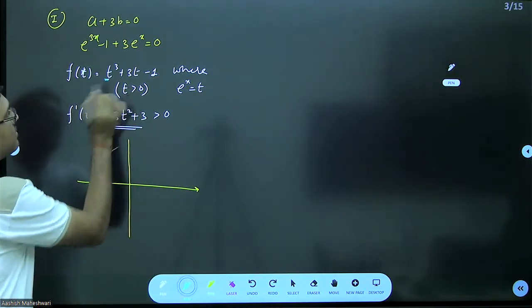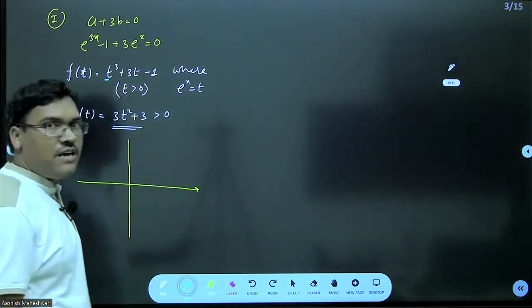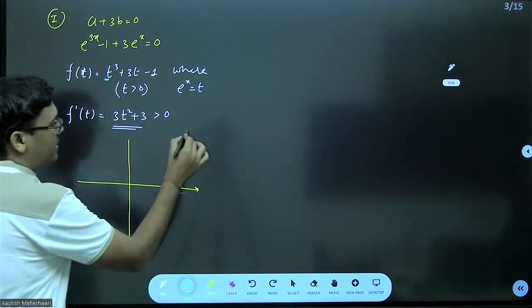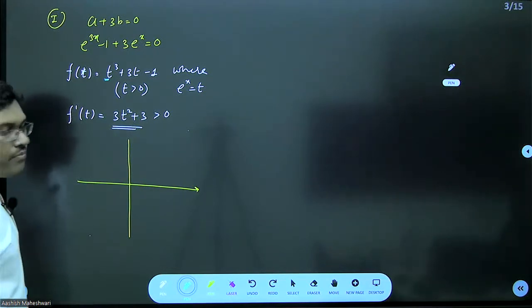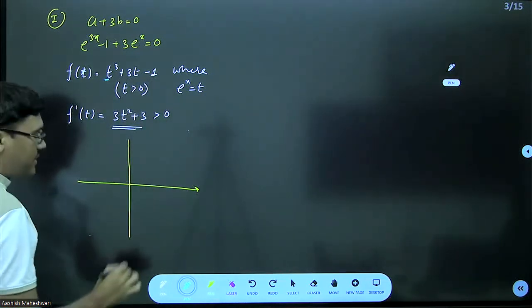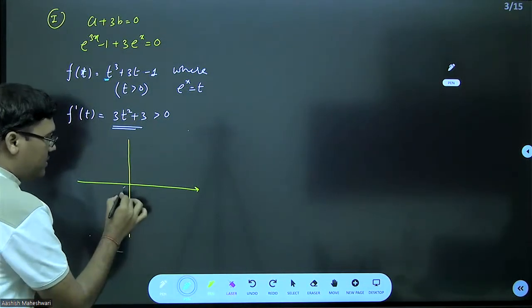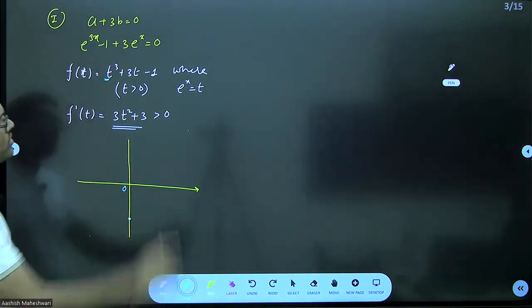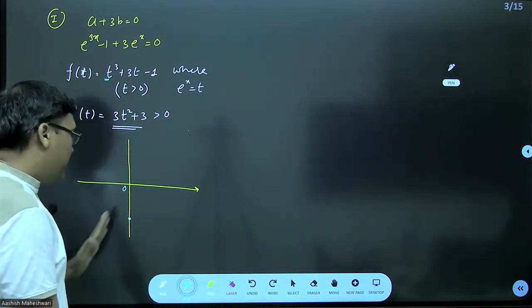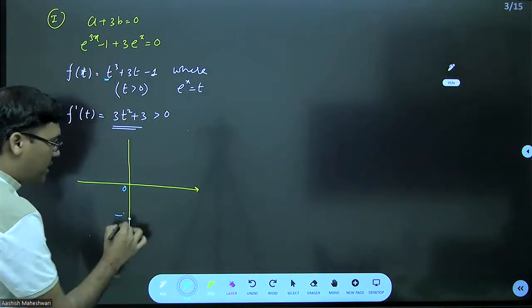You can see x approaches minus infinity, y will approach minus infinity, because this is a cubic polynomial, right? x is equal to 0, look carefully. At x is equal to 0, what is the value? This is -1. So whatever graph it makes will be a strictly increasing graph, right? And it will cut the y-axis at x equal to 0, at -1.